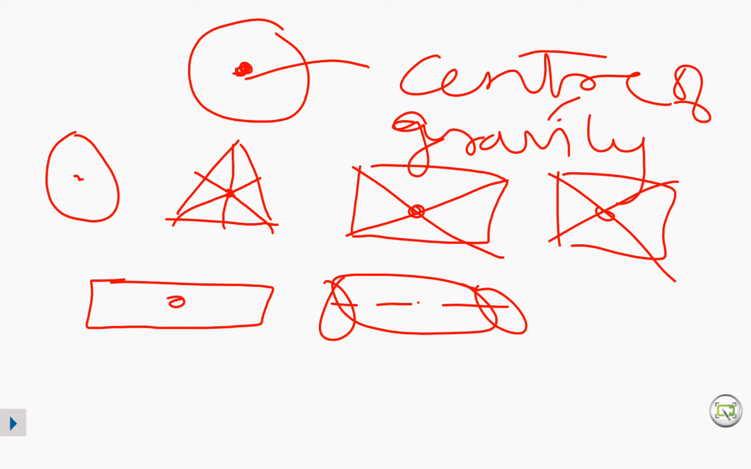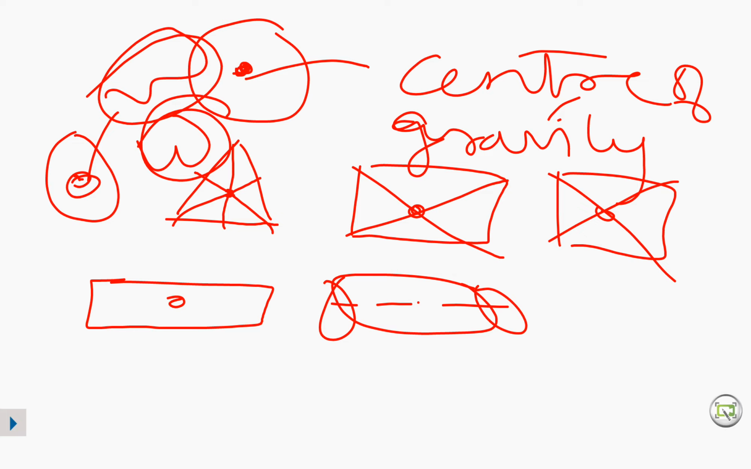Second, it is not necessary that the center of gravity always be within the material of the body. For example, the center of gravity of a ring or a hollow sphere lies at its center, where there is no material. Third point, by the concept of center of gravity, a body of weight W can be considered as a point particle of weight W at its center of gravity. So the weight W of an object lies at the center, this point.